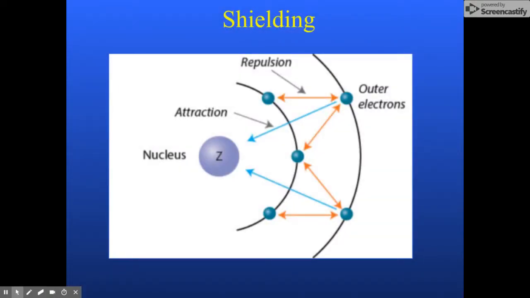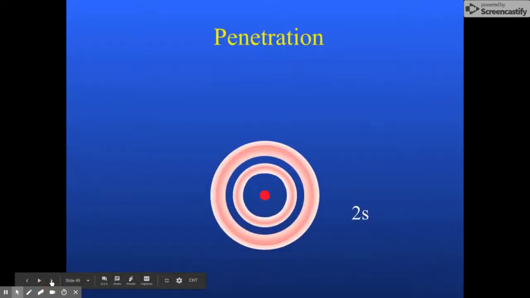So here's a nice little picture. You can look at these outer electrons right here and their attraction to this nucleus. They're experiencing this attraction, but they're also experiencing, with these red arrows, repulsion between those other electrons. So while the nucleus is pulling that outer electron in, the other electrons, those core electrons, are pushing the electrons away. So that's another way we can think about shielding.